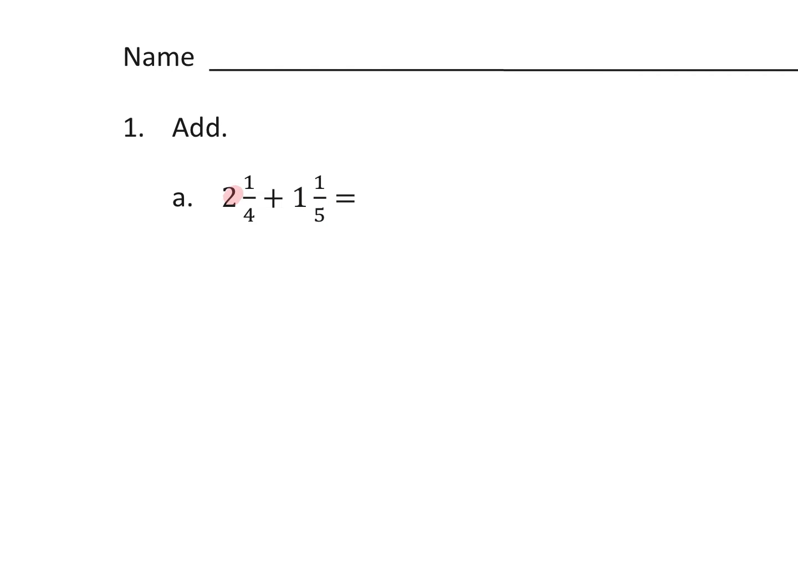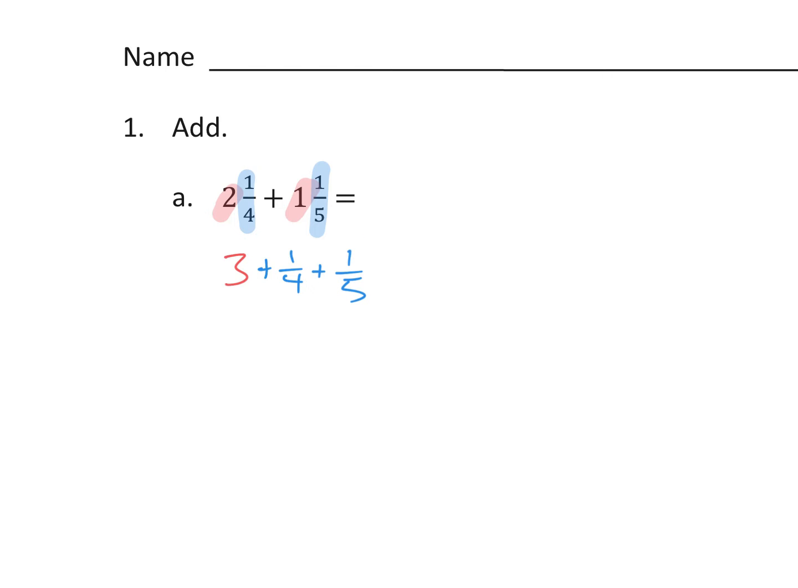So let's look at the whole numbers. These are already in like units. They're whole numbers, so I can go ahead and add those together, and that's going to give me 3. But then I still have 1/4 and 1/5, so I'm going to have to add those together as well. 1/4 plus 1/5. So at this point, your work should look like this. Doesn't have to be color coded, but you should have 3 plus 1/4 plus 1/5.